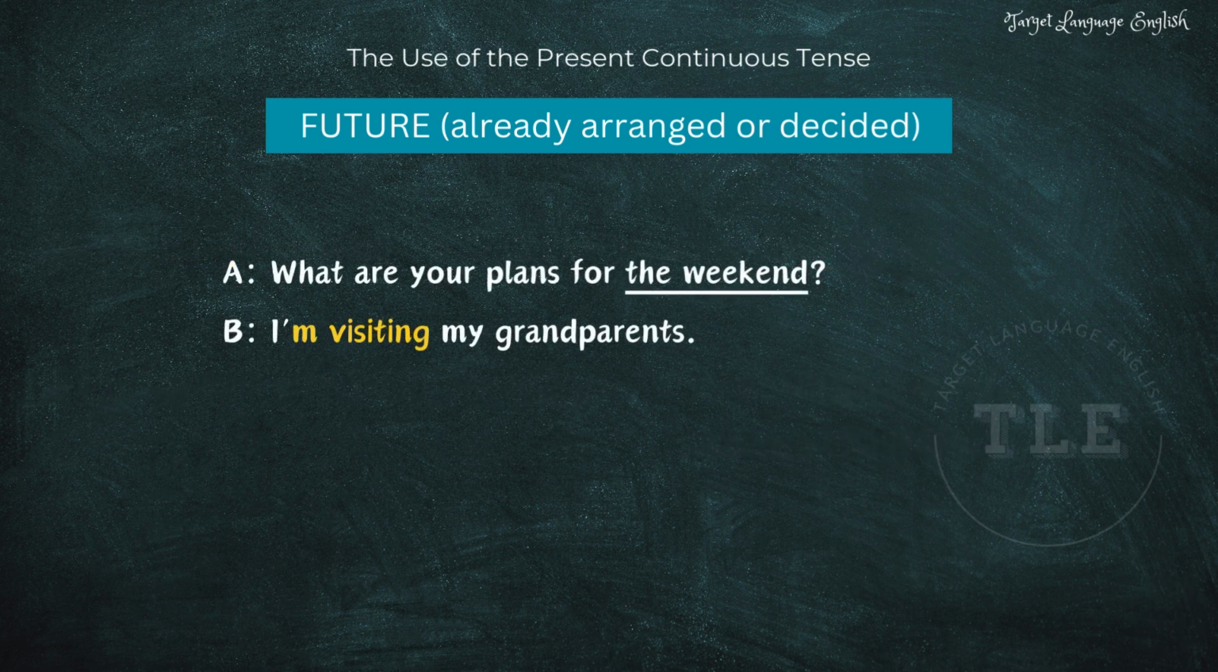Let's see one more example. What are your plans for the weekend? I'm visiting my grandparents. In this example, the present continuous I'm visiting describes a future action, but we didn't use a future time expression. That's because it's already clear from the question that the action will happen in the future. So we include a time reference when the sentence is isolated and the future meaning is not obvious. The time reference is not necessary if the context already makes the future meaning clear.